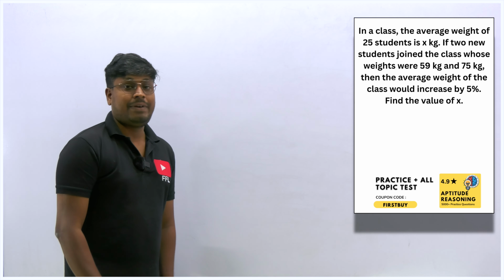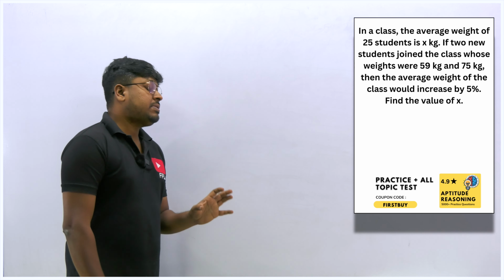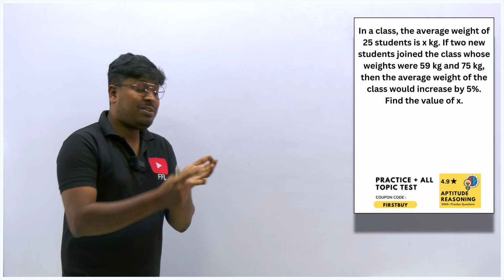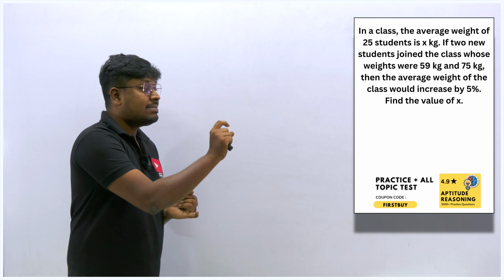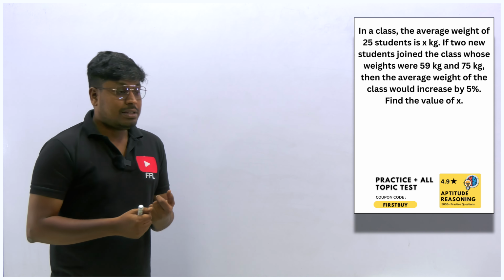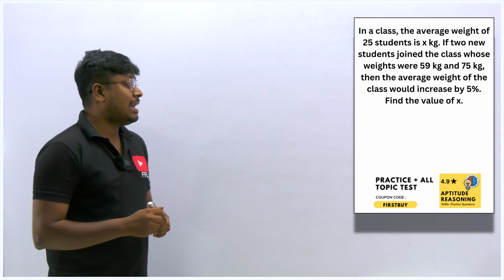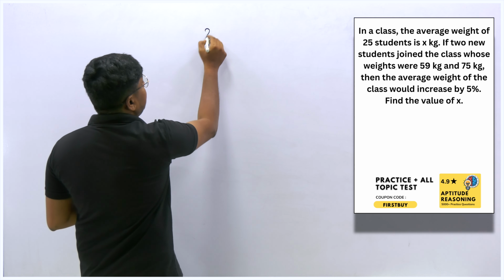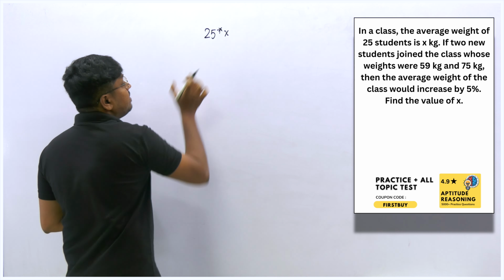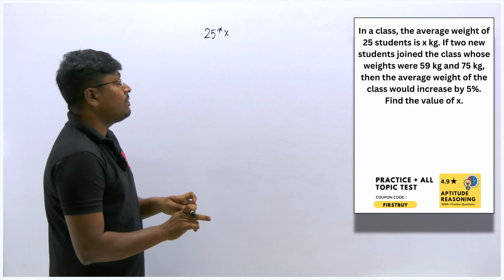Find the value of x. So here in this question, our target is to find the value of x, right? What values are already given in a class: the average weight of 25 students is x. That means the total number of students in the classroom is 25 and their average is x. So 25 times x will be the total weight of the classroom.